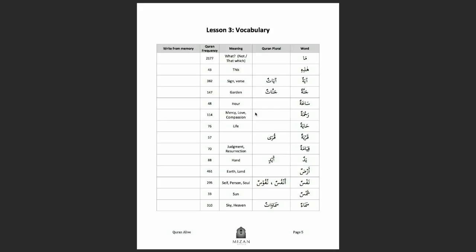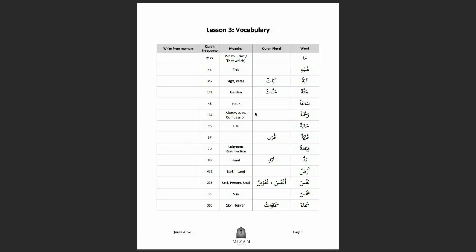Sa'atun is an hour. Rahma means love, mercy, compassion. Hayat. There's again a mistake there, not hayatun. Hayatun. Ha, ya, alif, ta marbuta. Not ha, alif, ha, ya, alif. Ha, ya, alif, hayatun. Hayatun means life.